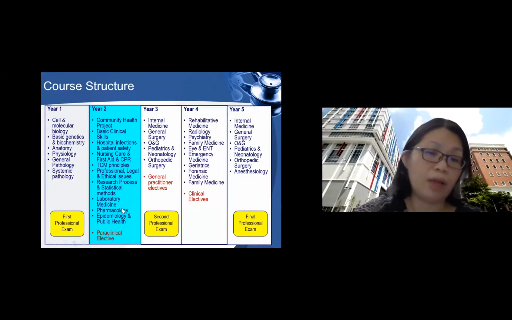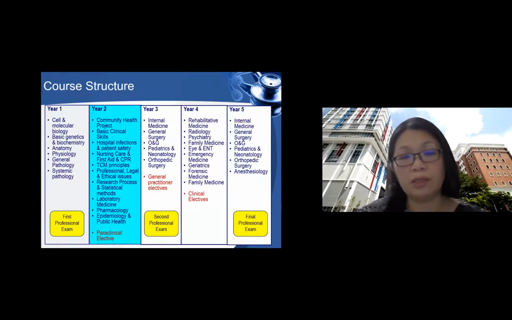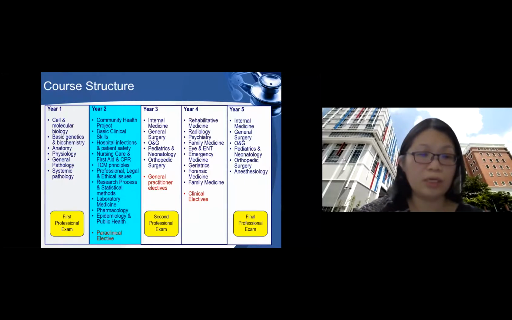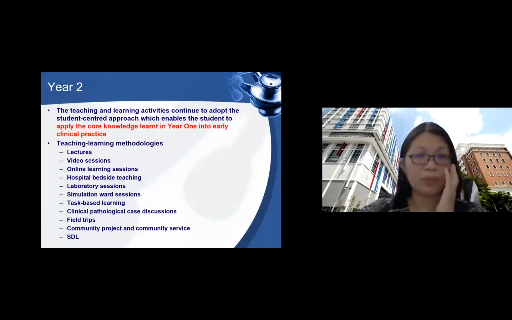So in the past, during laboratory medicine, we asked the student to have a few days posting in the clinical lab, but because we constantly revise our program, based on the feedback from the students, starting from last year we have revised the implementation of lab medicine to emphasize more on data interpretation, right, to cut down the lab visit. Okay. So in year 2, we try to help the student integrate the core knowledge learned in year 2 into early clinical practice.